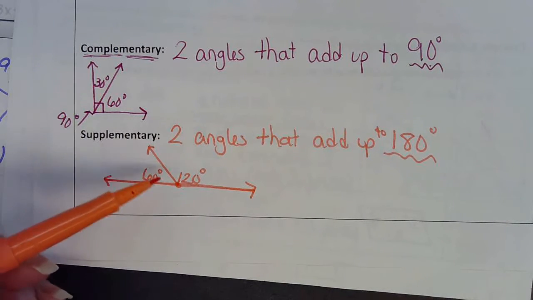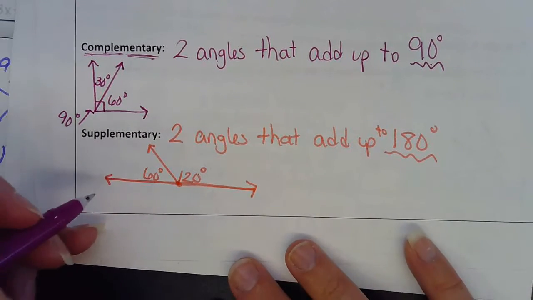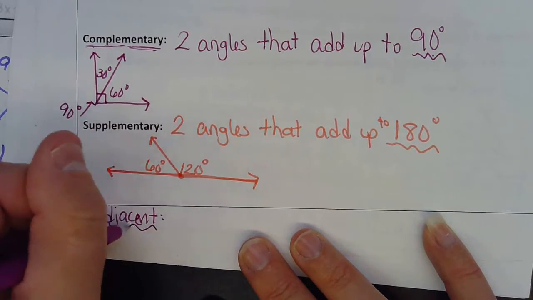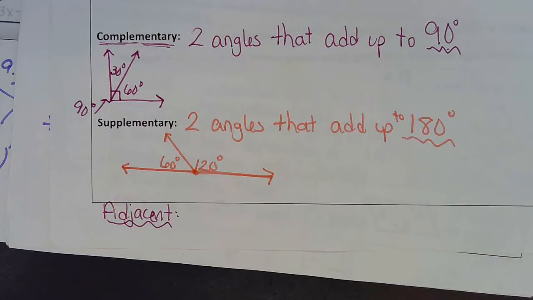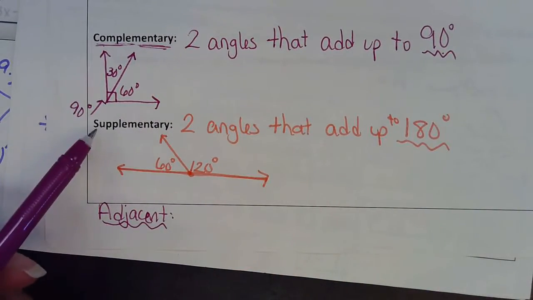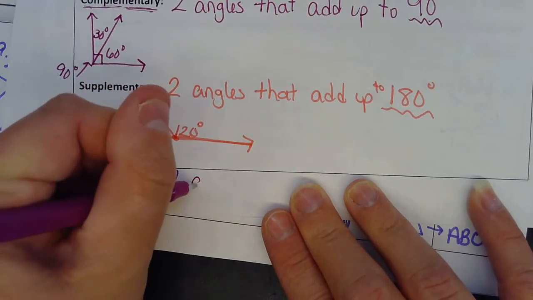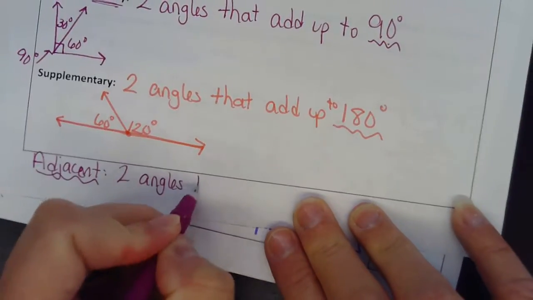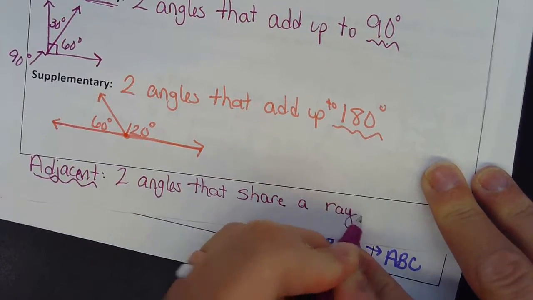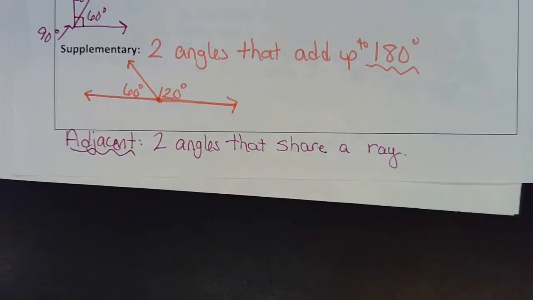The two types of angles that we just drew, hopefully you drew, they also have another name. They are also adjacent angles. I'm going to add this down here. This is another term that may pop up here and there. So these two pictures that we just drew, we not only drew complementary and supplementary, but we also drew adjacent angles. Adjacent angles are two angles that share a side, or that share a ray. I'll put that. So adjacent angles are two angles that share a ray.